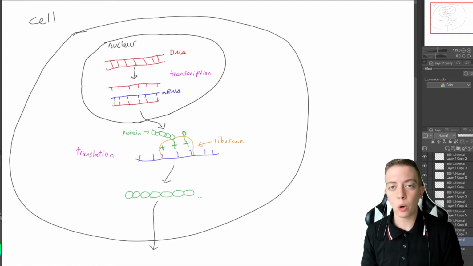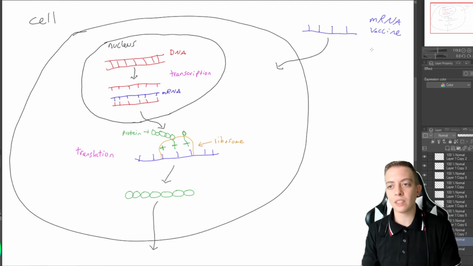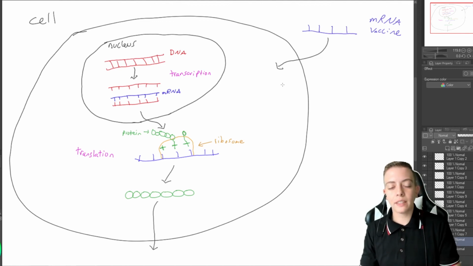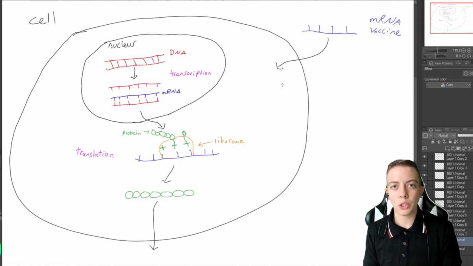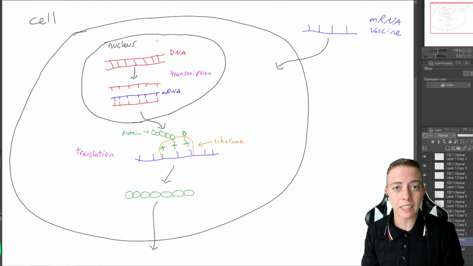So let's talk about what's going to happen in that case. So we have our mRNA vaccine, which is going to enter the cell. The cell is going to uptake this mRNA. And in order for mRNA to modify DNA, it would need to enter the nucleus, since this is where we keep our DNA. DNA does not leave the nucleus to go anywhere else, it stays here. So we would have to find a way for the mRNA to enter the nucleus.